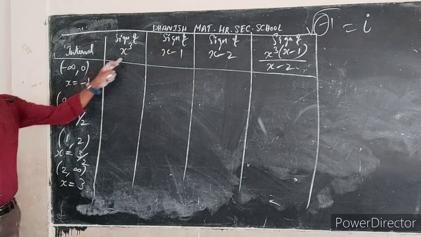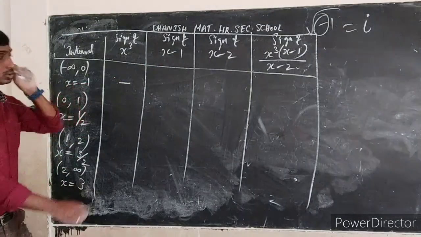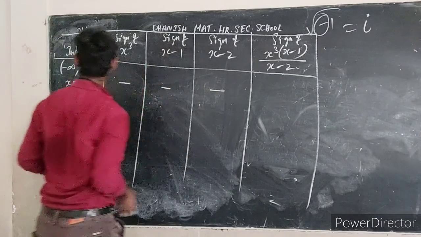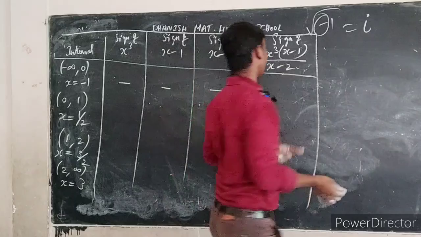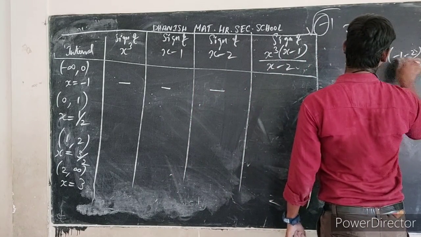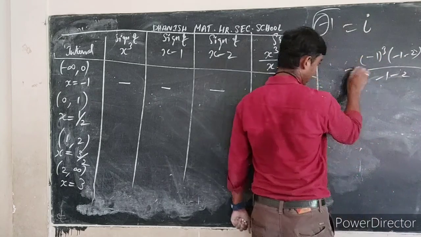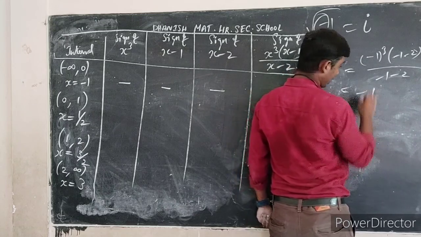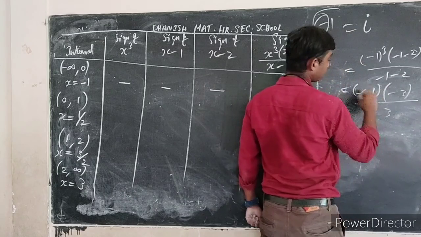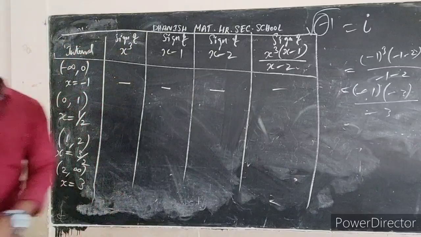Substituting minus 1: x cube gives minus, x minus 1 gives minus 2, so minus, and x minus 2 gives minus 3, so minus. Here, minus 1 into minus 2 over minus 3, so minus minus is plus, and the total sign is minus.